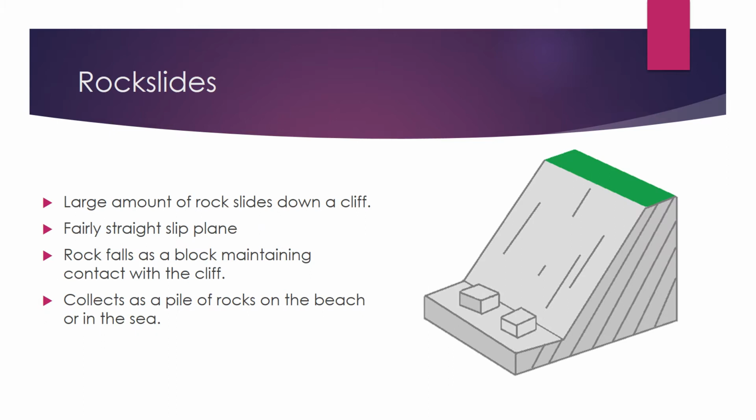A rock slide is when a larger amount of rock slides down a cliff. These occur on cliffs where the slip plane or bedding plane is fairly straight. A bedding or slip plane is a well-defined surface which is separate from another. If you have a look at the diagram, there are several bedding planes on this cliff. When the rock moves, it remains in contact with the cliff as it is moving along, and any rocks which have slid down the cliff will collect at the bottom.